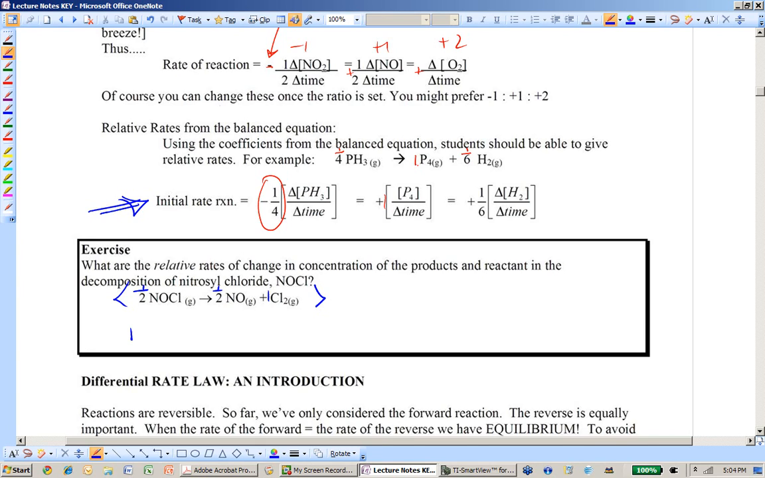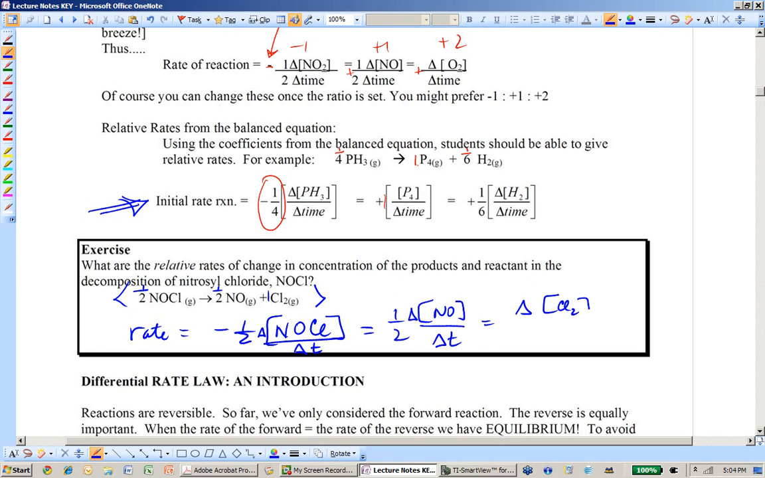Okay, you should have written rate equals minus 1/2. How come minus? Because it's a reactant. Change in concentration of NOCl over a change in time is equal to, these are kind of like conversion factors from dimensional analysis days, change in concentration of NO over a change in time, which is equal to just 1, the change in concentration of Cl2 over a change in time. I left my change off of those, didn't I? Bad example. So I need those deltas in there.